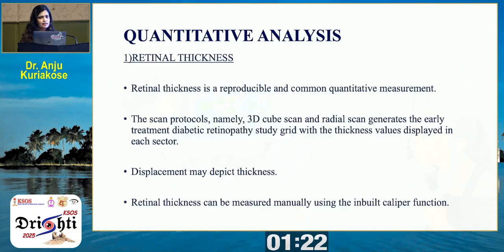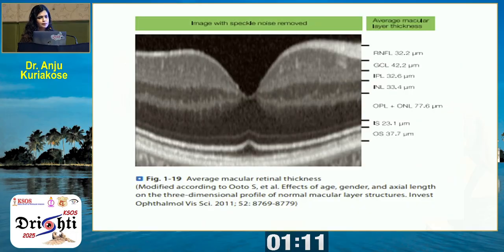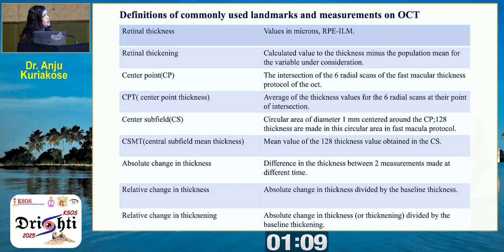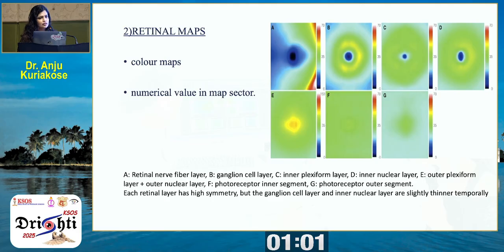In retinal thickness, mainly the 3D cube scan and the radial scan generate an Early Treatment Diabetic Retinopathy Study grid with thickness values displayed in each sector. So these are the commonly used landmarks in measurements on OCT: CSME, center point retinal thickness. Next are the retinal maps. These are color maps which help us to identify where the thickness is, and it is easier to explain to the patient.